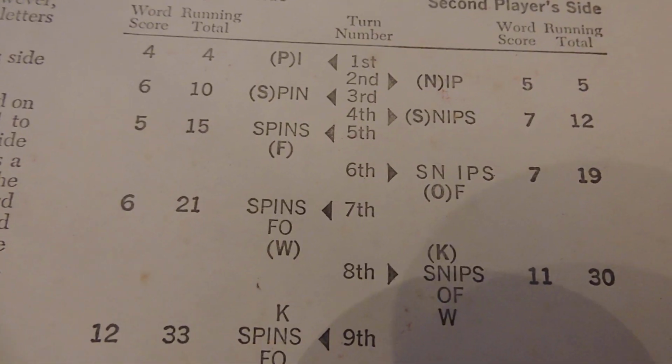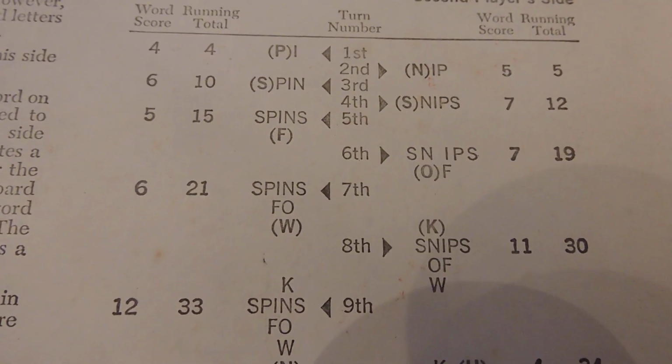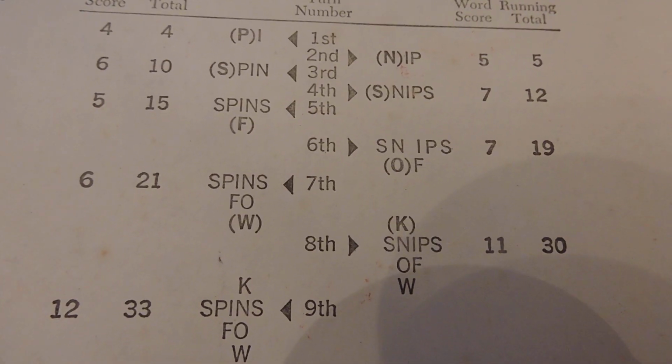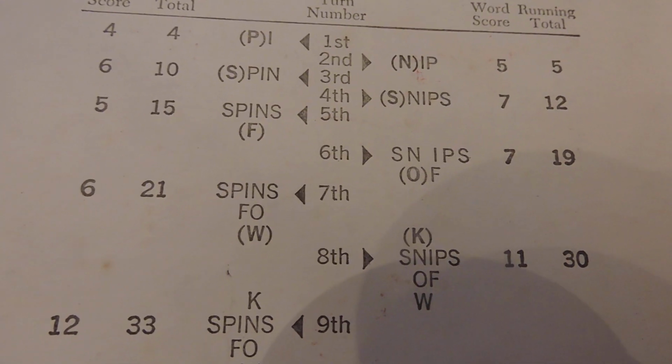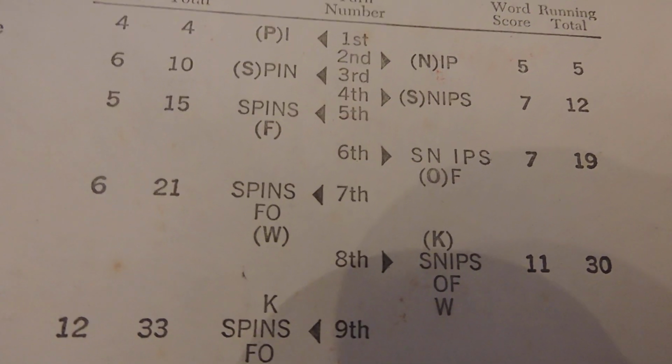Someone starts with the letter I, you add a P, that's 4 points. They on the other side go "nip," that's 5 points, 3 letters. And "spin" is 6, but then he has an S, and that's 7. But then he puts there "spins." He adds an F underneath it, like I could if I have a letter F here.